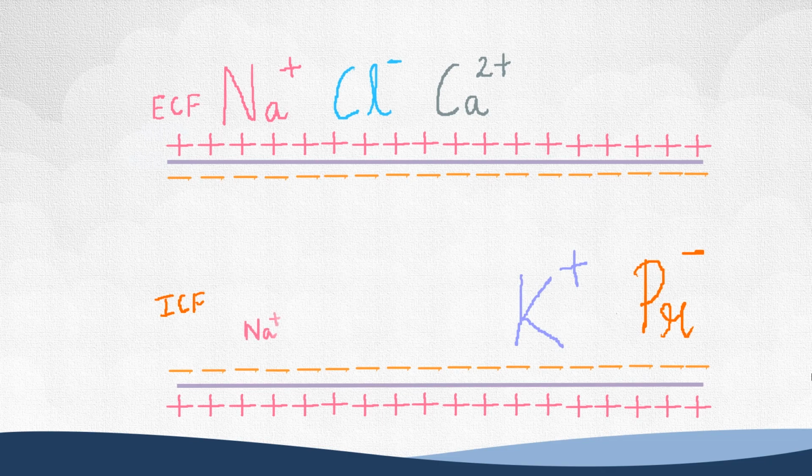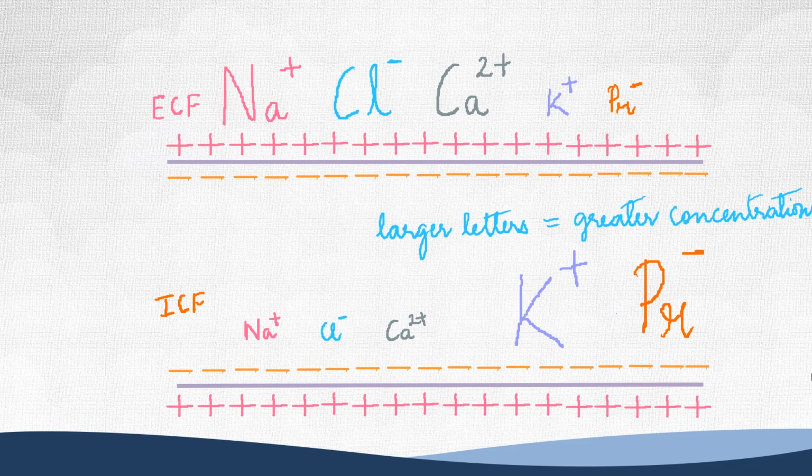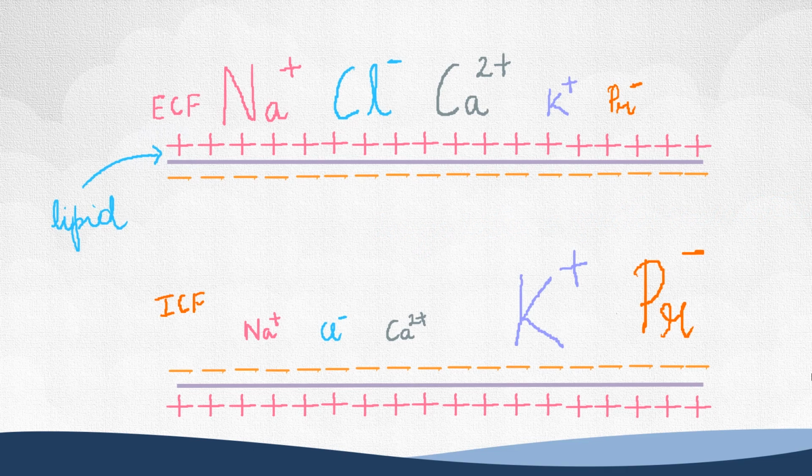Note that there are sodium, chloride and calcium ions inside too, and potassium and proteins outside, but in much lesser concentrations. The size of the letters here shows the concentration of the ions. Larger size indicates greater concentration. Now these ions cannot cross the membrane because of the lipid nature of the membrane. Lipids are hydrophobic and will repel the ions. This keeps the charges separated and creates the negative membrane potential.